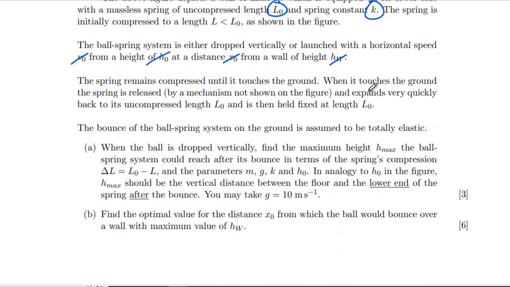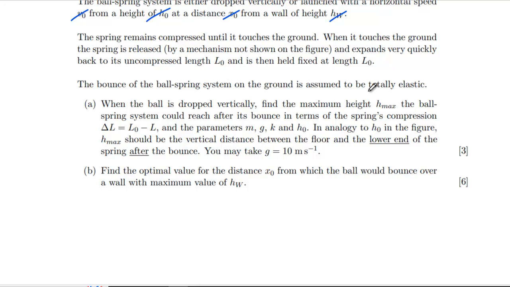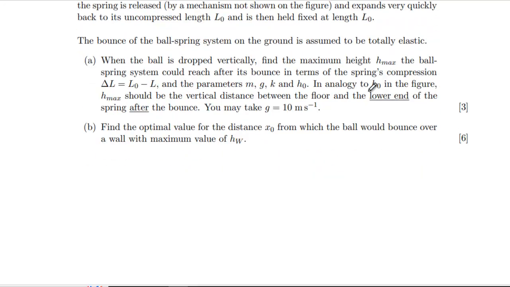Excellent. Right, so when the ball is dropped vertically, find the maximum height H max the ball spring system could reach after its bounce in terms of the spring's compression, delta L, and all the other parameters. In an analogy to H0 in the figure, H max should be the vertical distance between the floor and the lower end of the spring after the bounce.